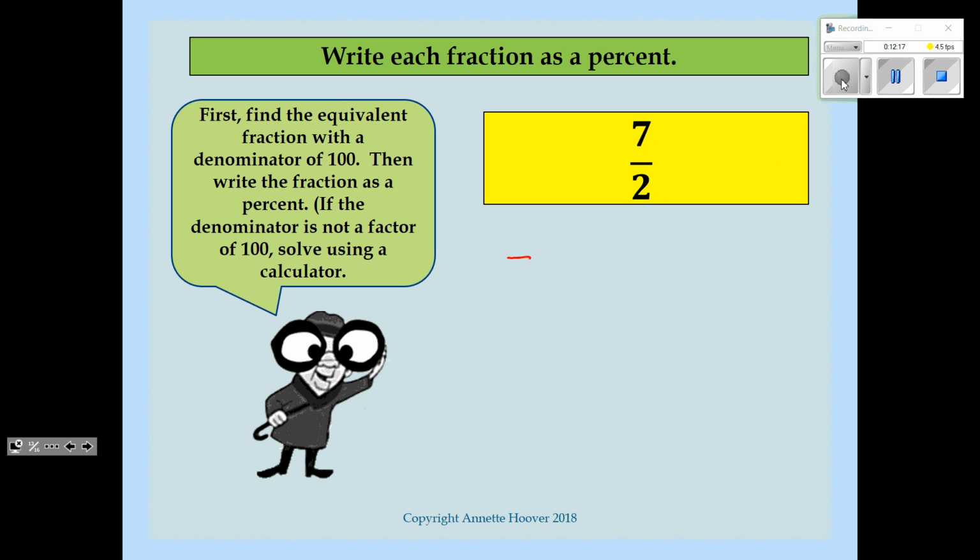7/2. Can I make that with a denominator of 100? I can by multiplying times 50. So I have to multiply the numerator by 50, which is 350. Once you have it over 100, that is the percent. So that would be 350%.